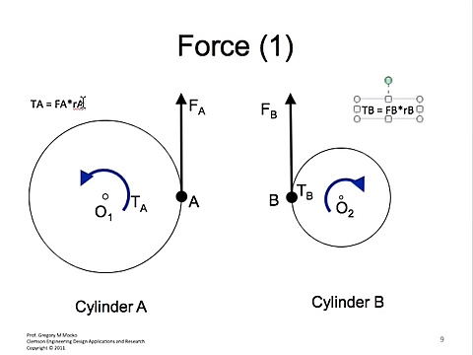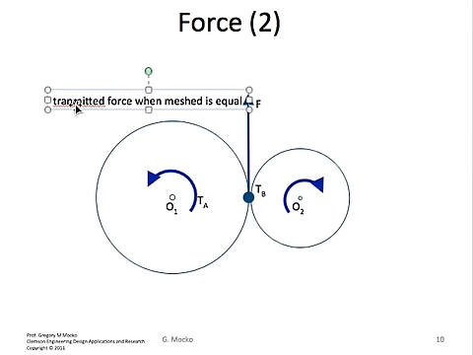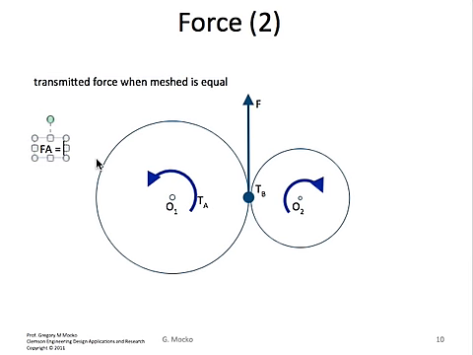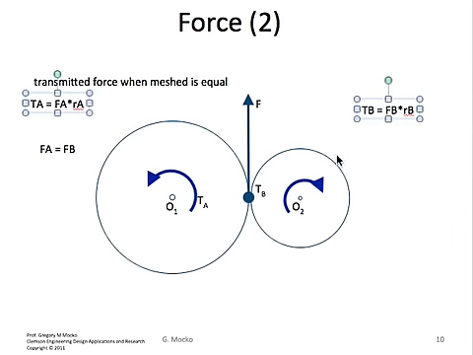So, if we put these two cylinders together, here's what we know: the transmitted force when meshed is equal. In other words, FA is equal to FB. So if we bring back these two expressions into the fact that we know that FA is equal to FB, then we get the following solutions.